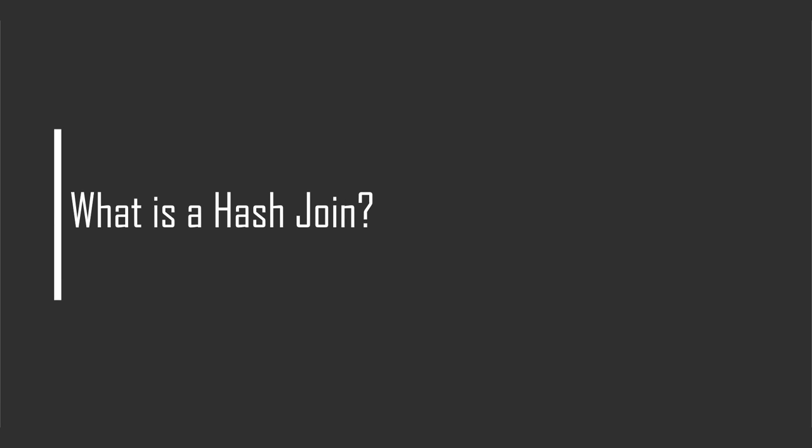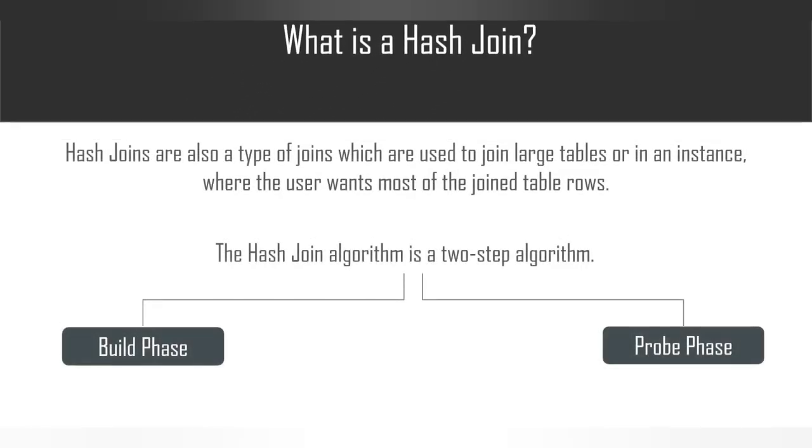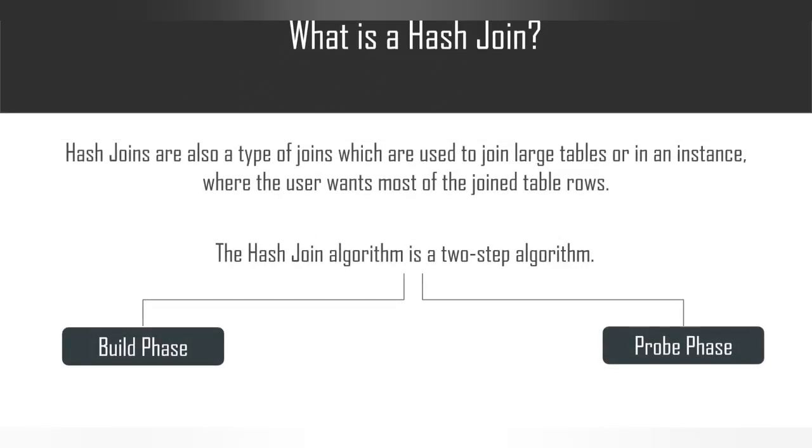Now let's move forward with our next question, that is, what is a hash join? Now, hash joins are also a type of join which is used to join large tables or an instance where the user wants most of the joined table rows. So whenever the user wants most of the joined table rows, or when you want to join two large tables, you basically use this type of join, that is the hash join.